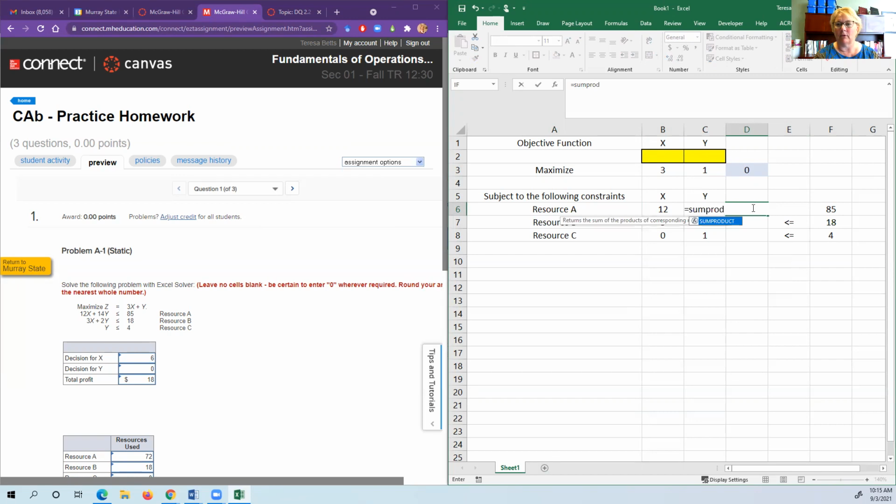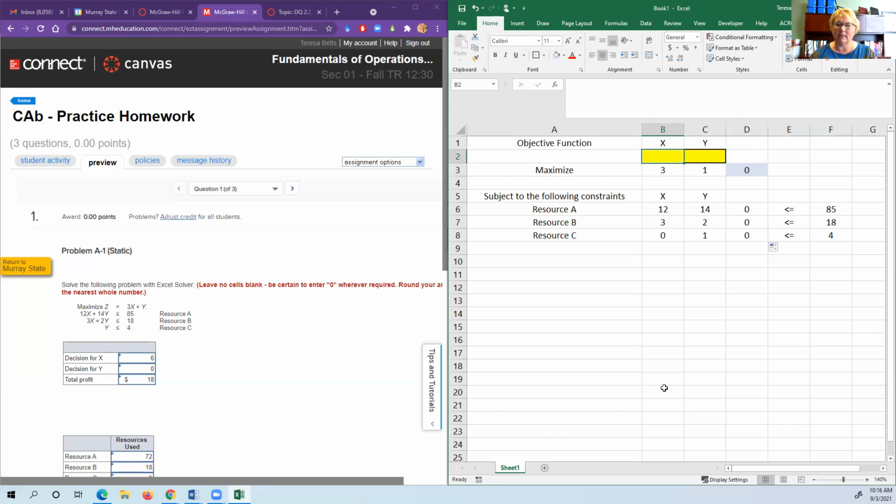So I'm going to use my sum product, and I'm going to take my changing cells. I'm going to fix my cell reference to them, because for resource A, B, and C, I always want to go back to how many X's and Y's we're going to produce. And then I want to multiply that by the amount that each of those products uses of resource A. Okay. And because I fixed that cell reference, I can just copy that down. So again, what this is doing, it's going to take however many X's we produce times 12 plus however many Y's we produce times 14. And it's going to tell us what that value is.